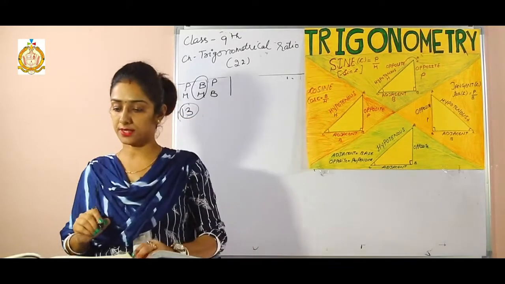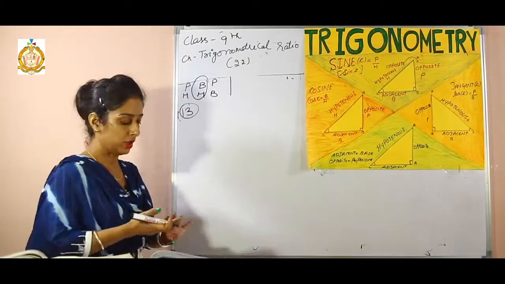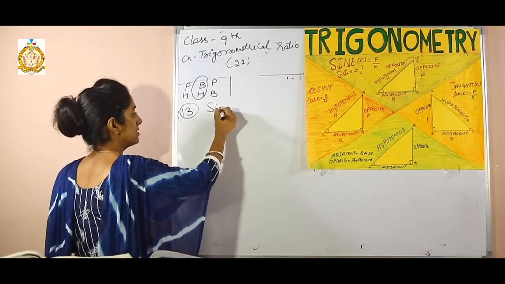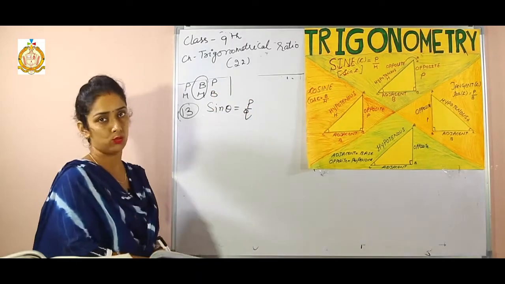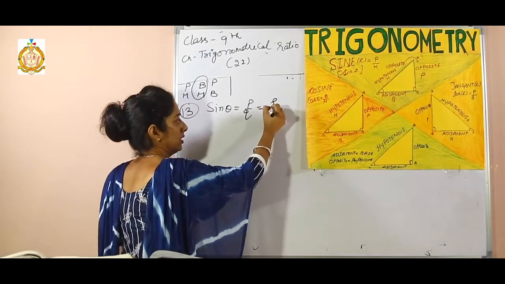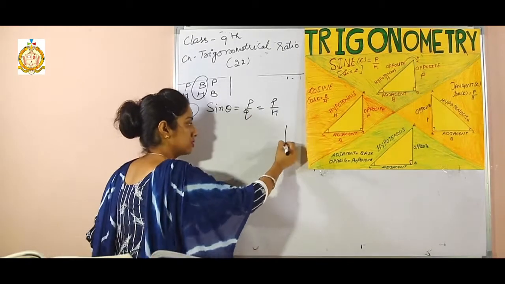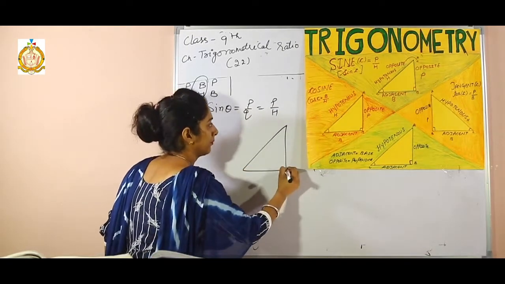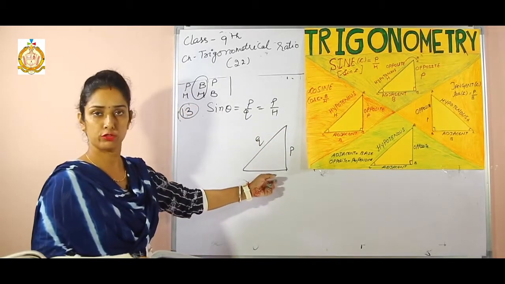See students, in the 13th question, sin theta is equal to P over Q. Now see here what is given? P over H. It means perpendicular is P and H is Q. See, this is a diagram. This is P, this is Q. And first of all, what do we have to find?